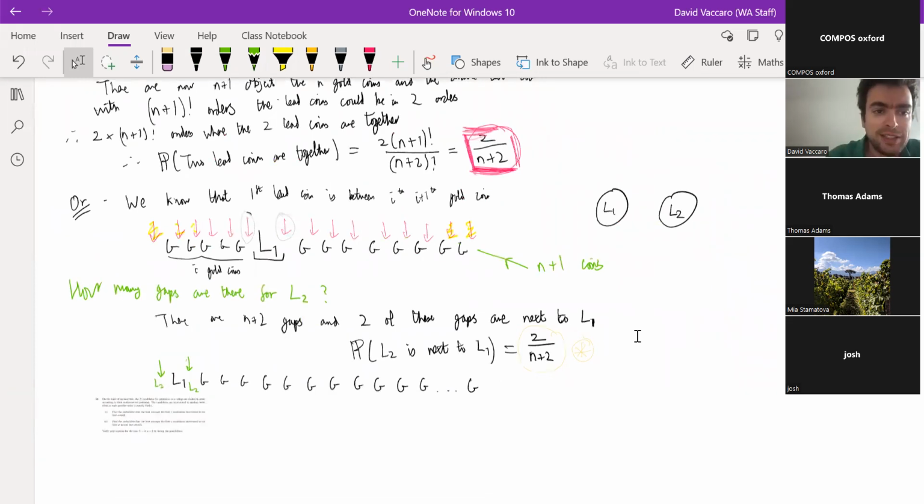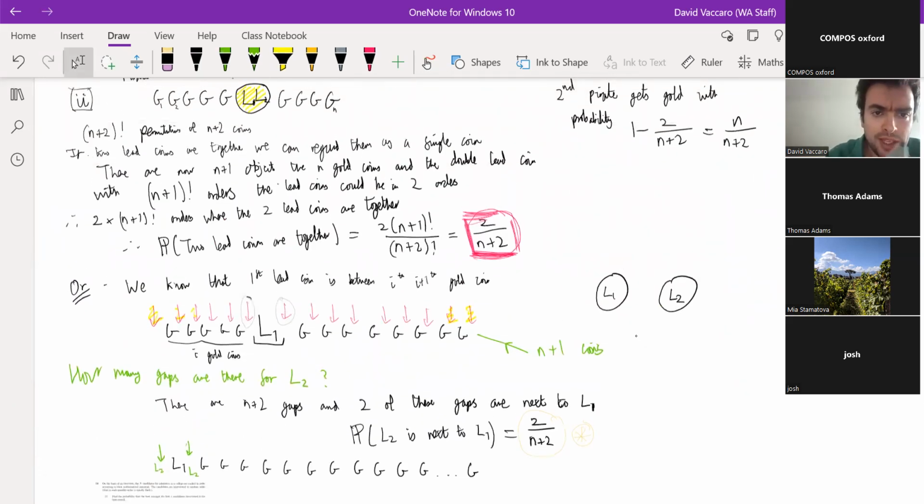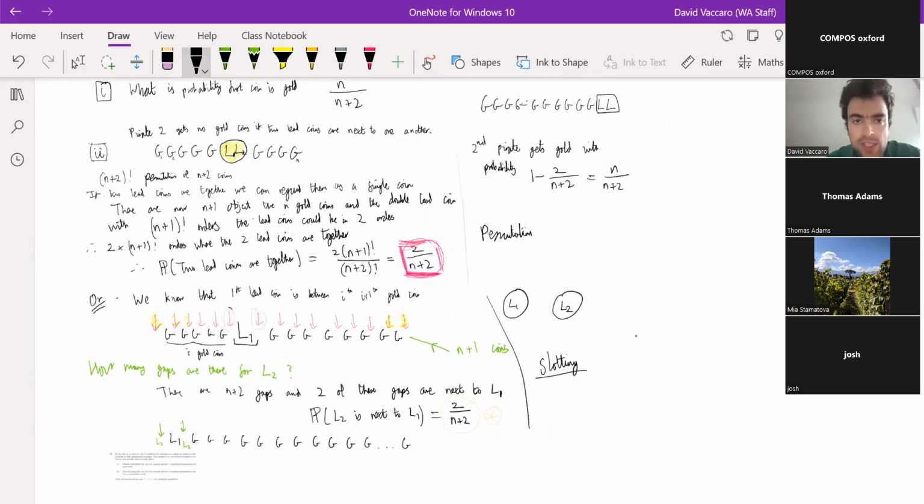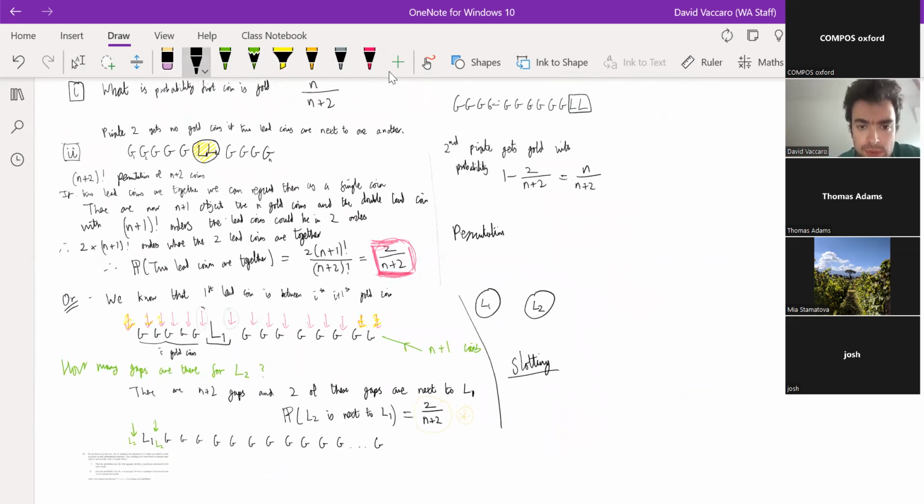Just as a quick show of hands, who prefers this permutations argument? So if you prefer permutations, write permutations. And who likes this slotting argument? If you prefer slotting, write slotting. Oh, we've got a vote for slotting. We've got 2 votes for slotting. We've got 3 votes for slotting. Everyone's voting slotting. We've just got 1 vote for permutations.